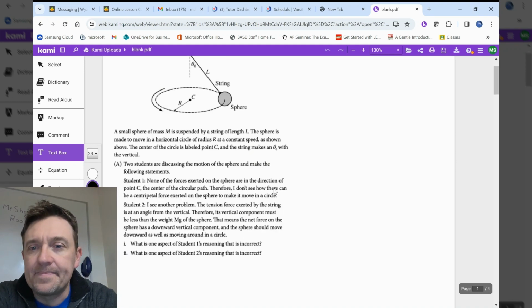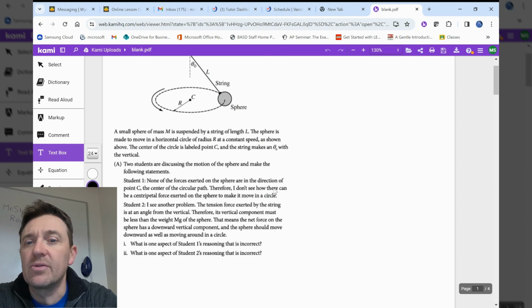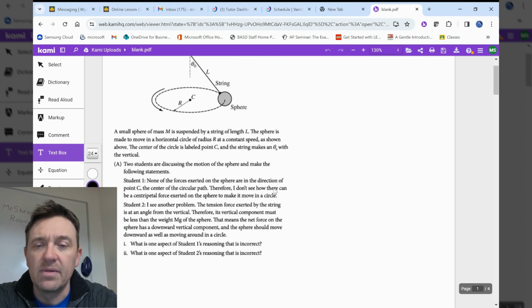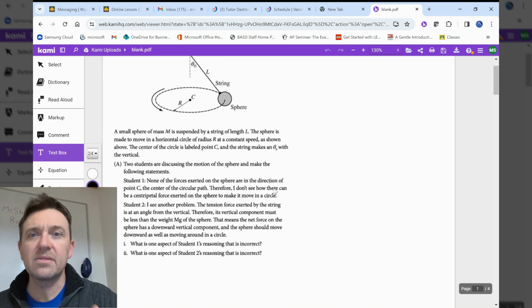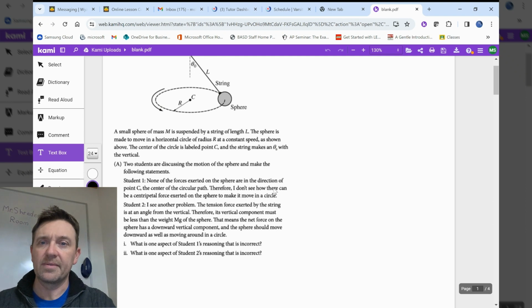Student 1 claims: none of the forces exerted on the sphere are in the direction of point C, the center of the circular path. Therefore, I don't see how there can be a centripetal force exerted on the sphere to make it move in a circle. Well, we just said there's got to be some sort of force making it move in a circle because things don't want to move in circles.